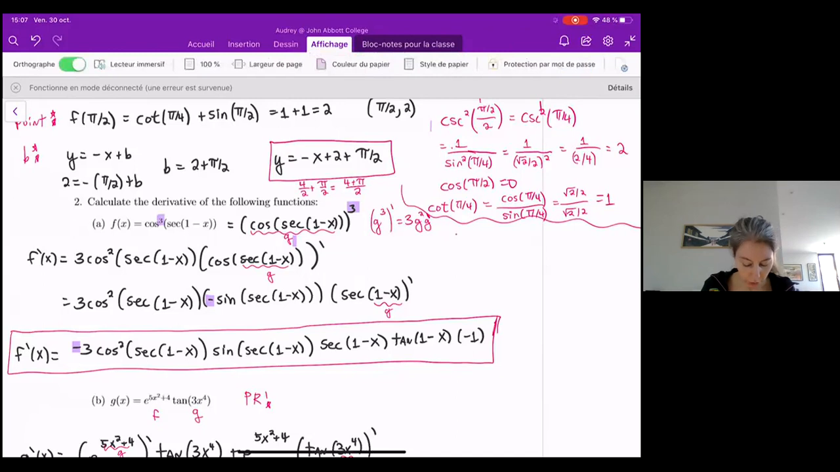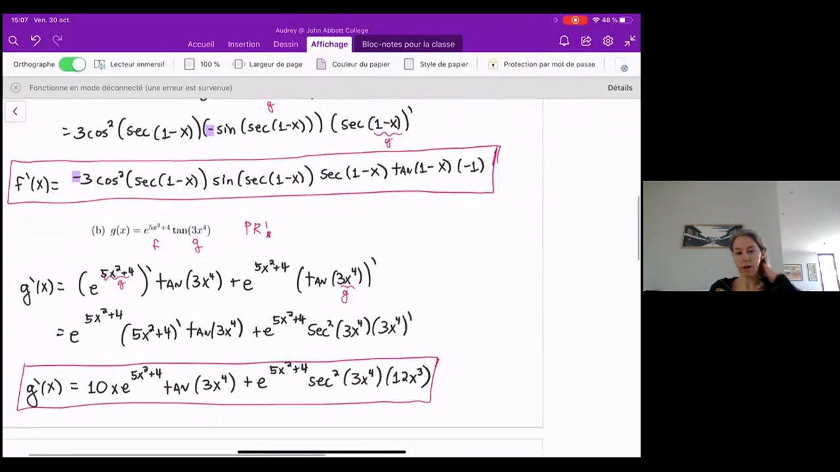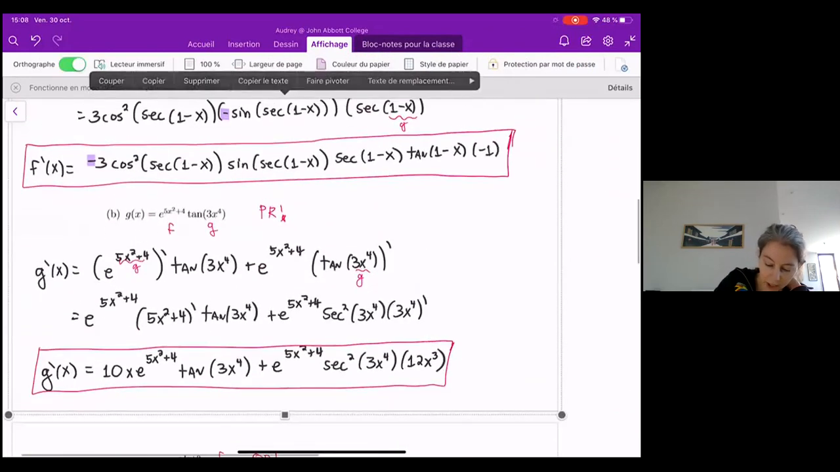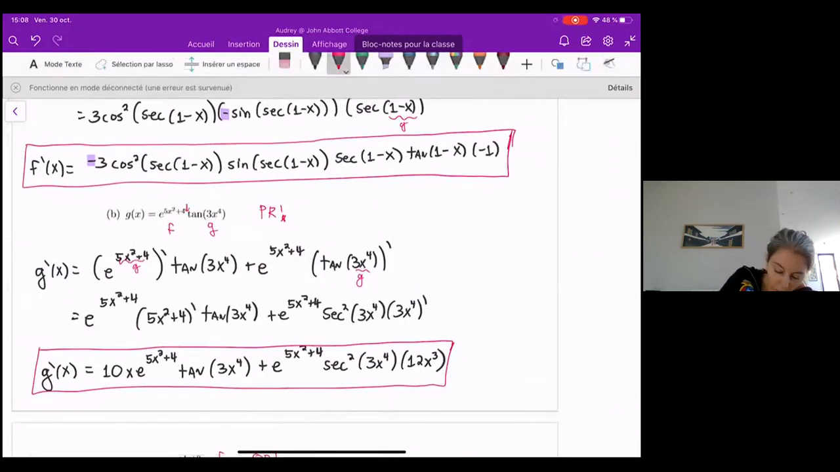All right. So this next one was a pretty straightforward question. It was just a question of recognizing that we had to do a product rule. This is e to the 5x squared plus 4 times tangent of 3x to the 4th. So I can insert the word times in there. So then that means I just have a product rule that I need to do. And we know that product rule is f prime g plus f g prime.